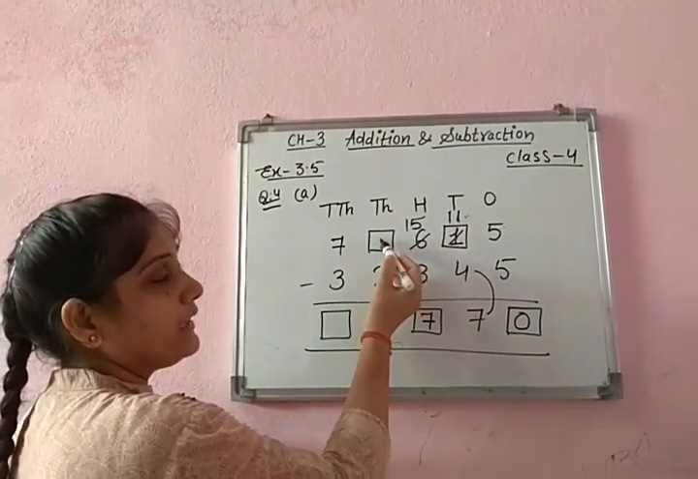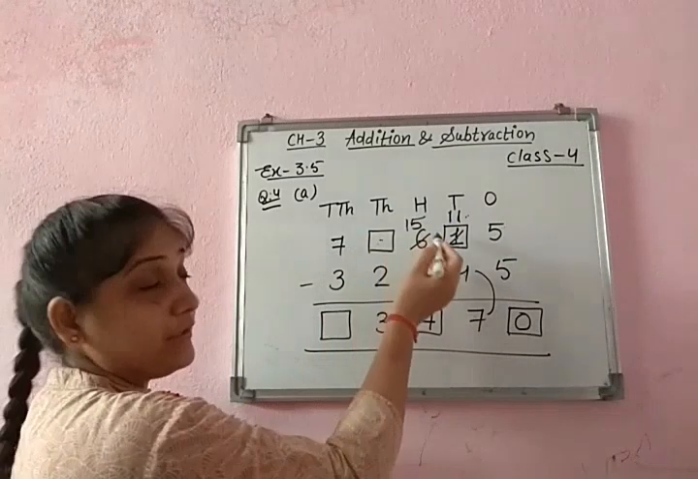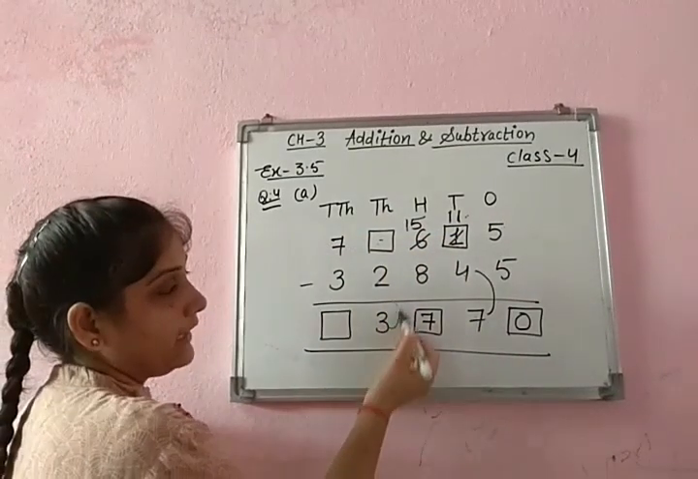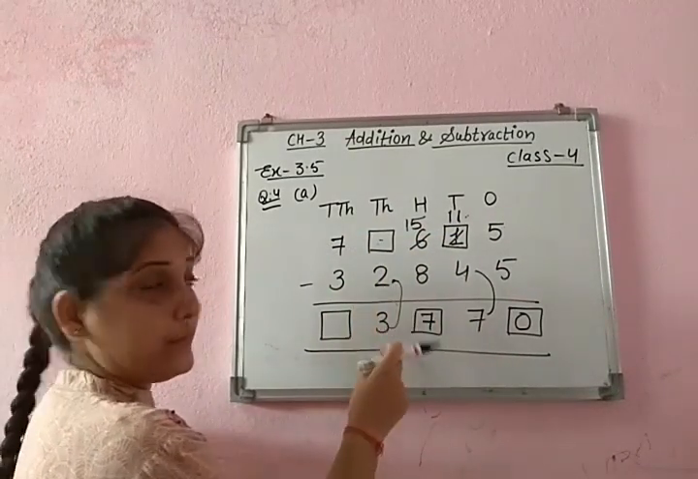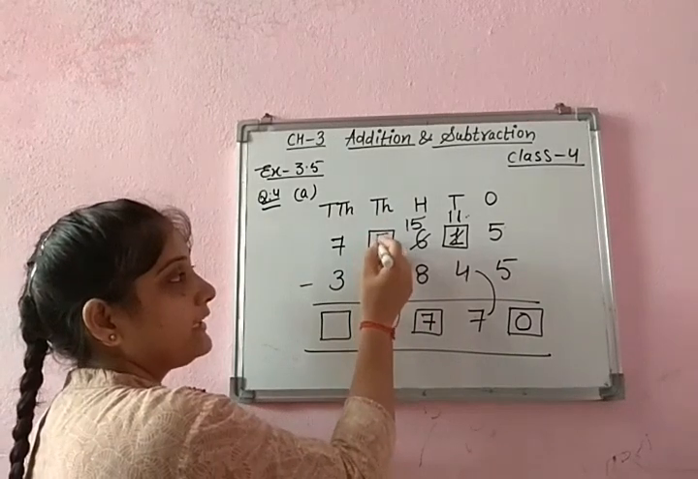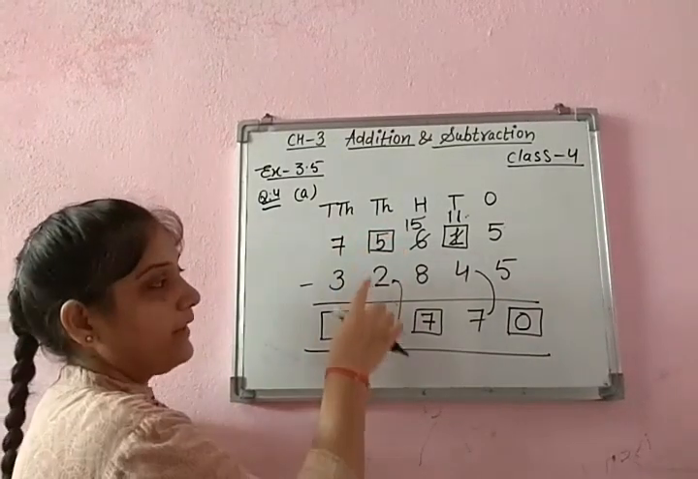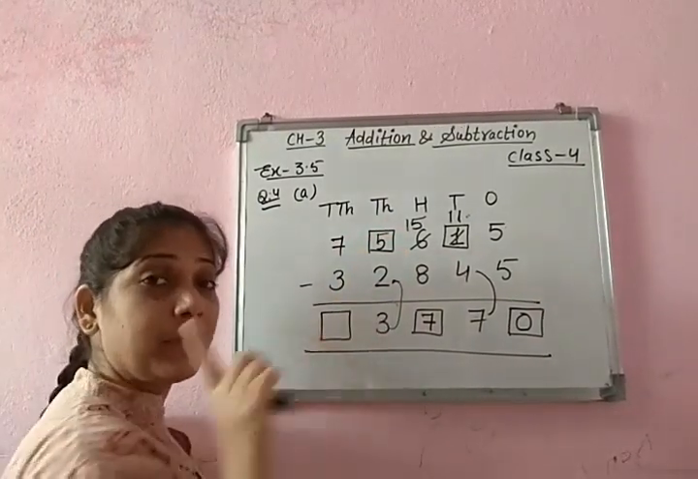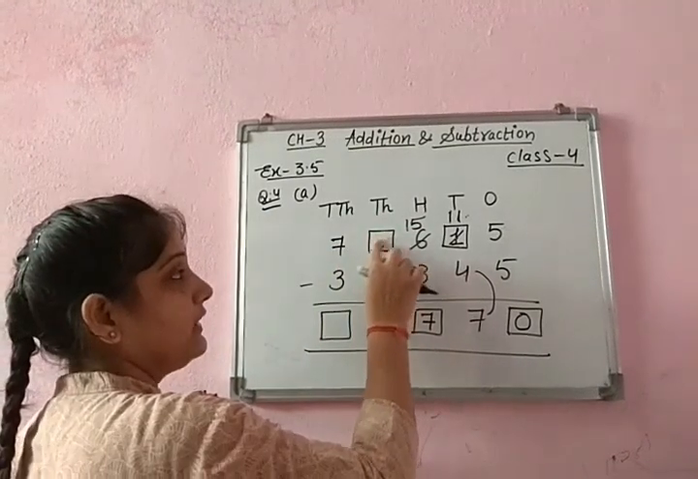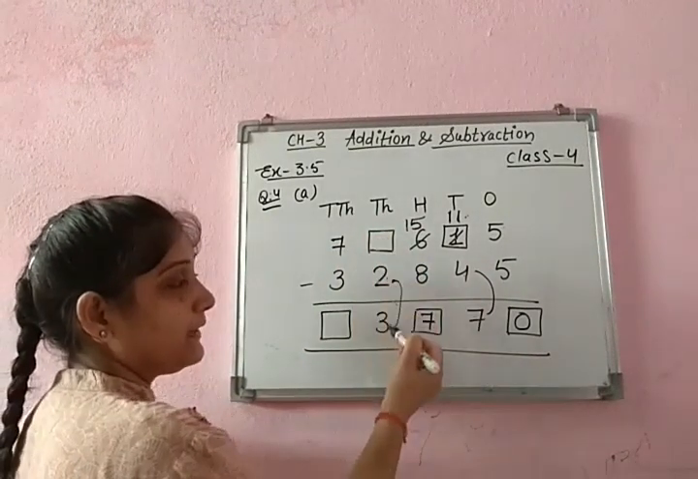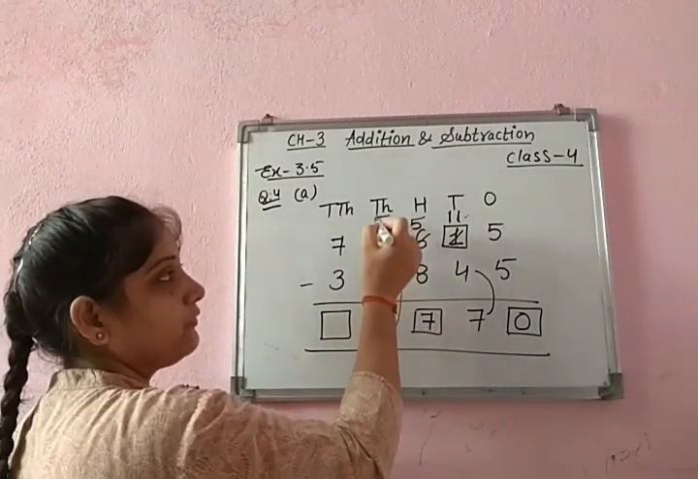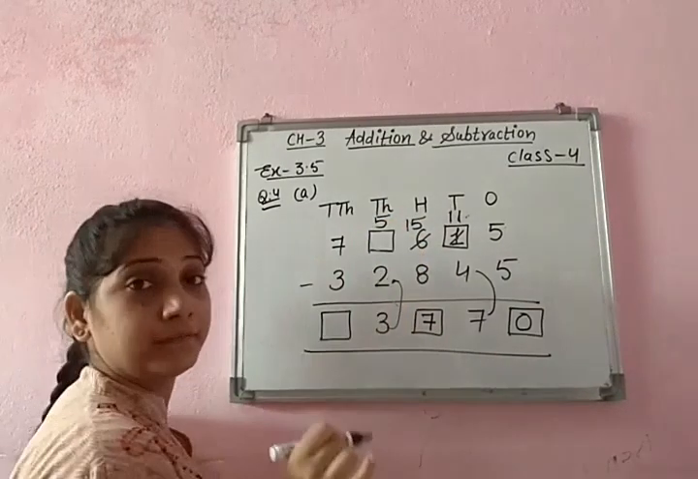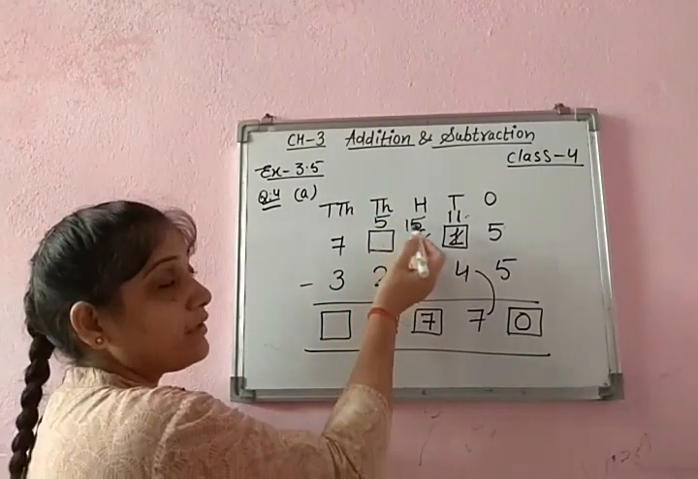Now what number must be there? And it has to give a borrow to this also. So again it is the addition of these two numbers. So 3 plus 2 is 5. 5 minus 2 is 3. But remember one thing, children: 3 plus 2 is 5, so 5 will be here because it is giving a borrow to this.